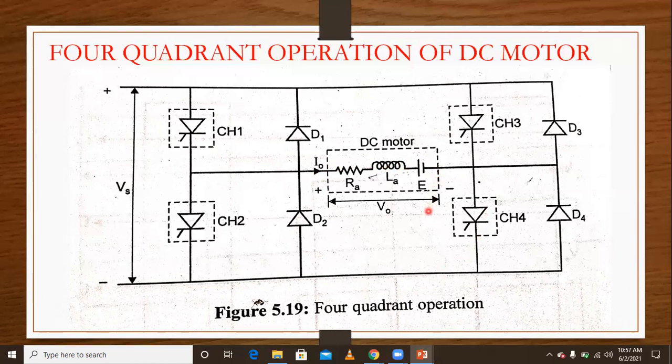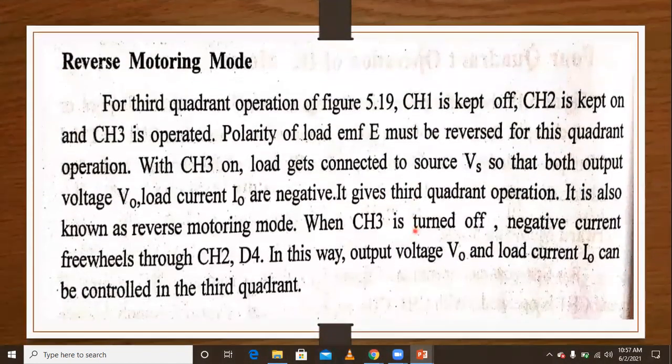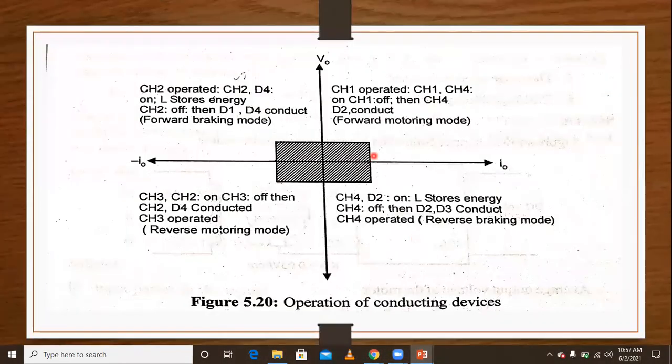Understood? So then coming to the operating region. Here in first quadrant mode, chopper CH1 is operated, and CH1 and CH4 are on. Then CH4 and diode D2 connect, which is called freewheeling action. First CH1 and CH4 are on, because of that V naught and I naught are positive, and it is motoring mode.